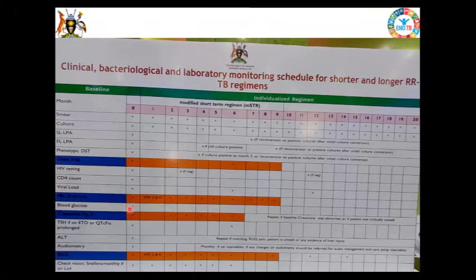We do a blood glucose level at baseline because people who have diabetes can easily get TB because of the low immunity. We do the renal function tests. We do thyroid function tests if somebody's on a thionamide, because it can actually cause hypothyroidism. And if it is there, we replace with a hormone.